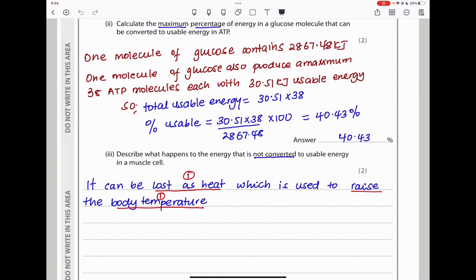Moving on, here they say, describe what happens to the energy that is not converted to usable energy in a muscle cell. This energy can be lost as heat, which is used to raise the temperature of the body. Remember, this is a 2-mark question and they're asking you to describe. So you have to talk about how this heat is used: lost as heat in order for the body's temperature to be raised.